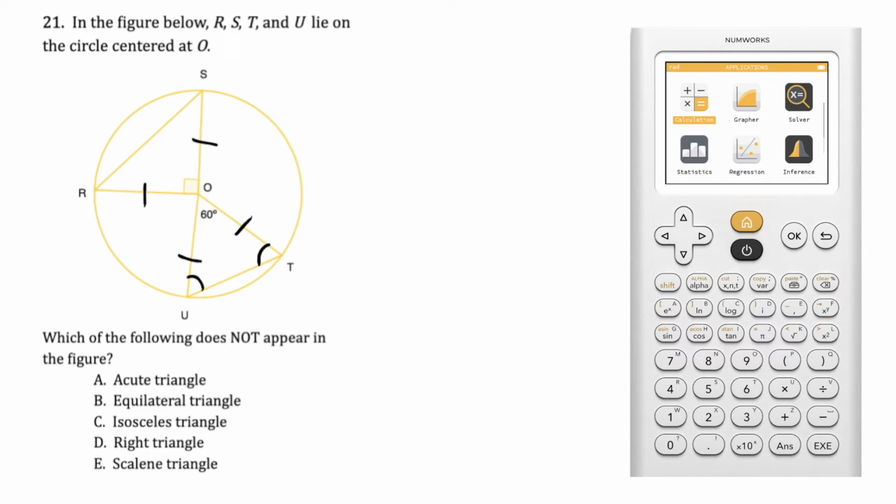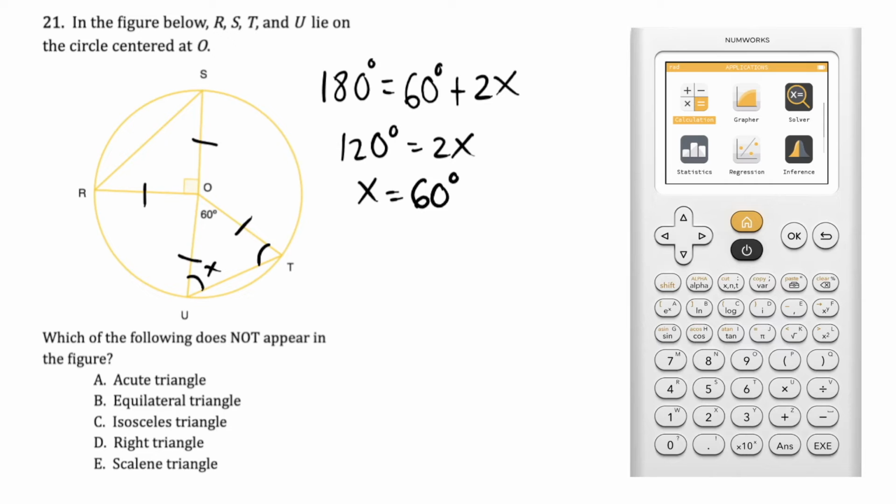If I know that my angle UOT is 60 degrees, then for my other angles, I'm going to have 180, which is my total degrees within a triangle, equal to 60 degrees plus, and I'm just going to call one of these angles x, so 2x. I subtract 60, I have 120 degrees equal to 2x, and I get that each of those angles is going to be 60 degrees. So I know that all three of these angles are going to be congruent.